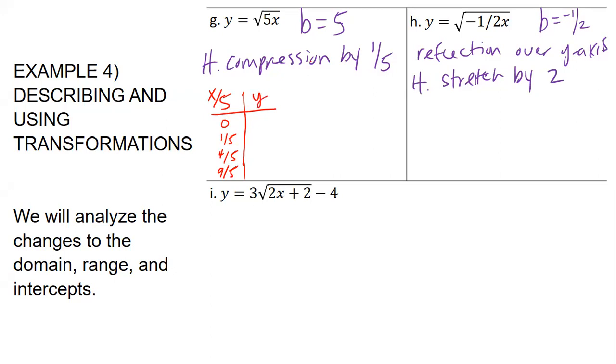Okay, did our Y's change? No, we're still at 0, 1, 2, and 3. That's how a compression is affecting your values. Okay, a horizontal compression. So our domain is what? Still greater than or equal to 0. Our range is still the same, and our intercept is still at (0, 0), because we didn't go left, right, up, or down.